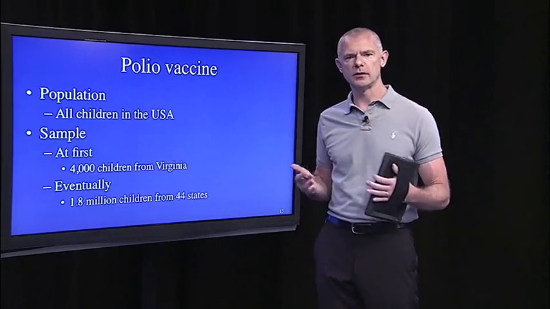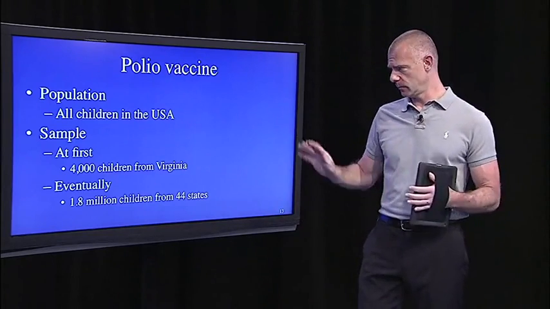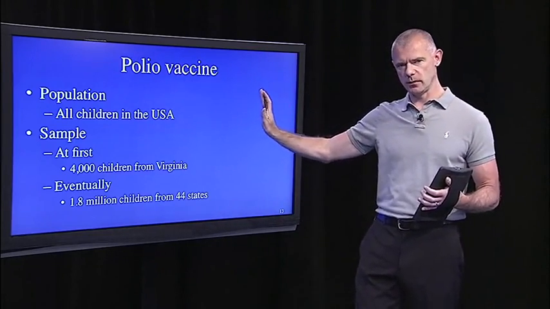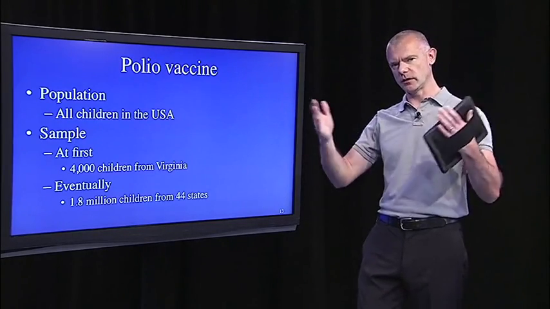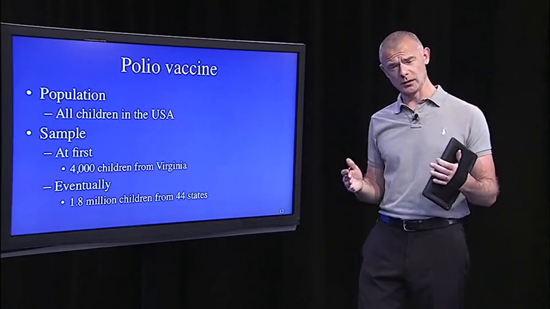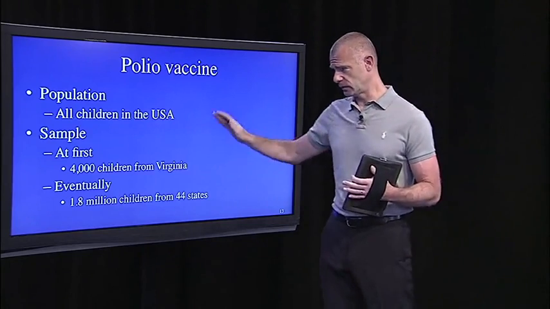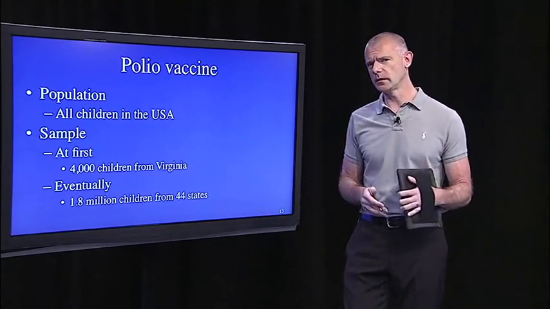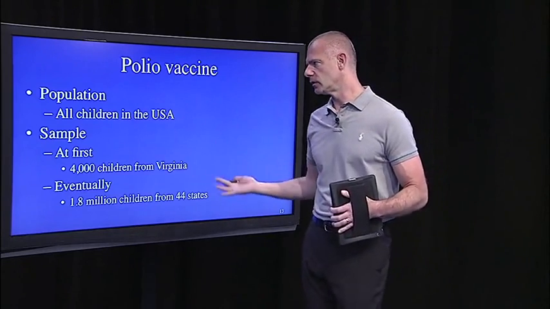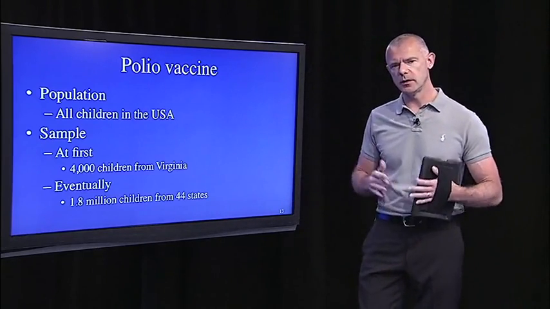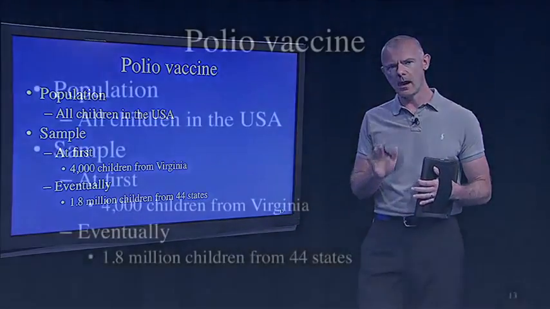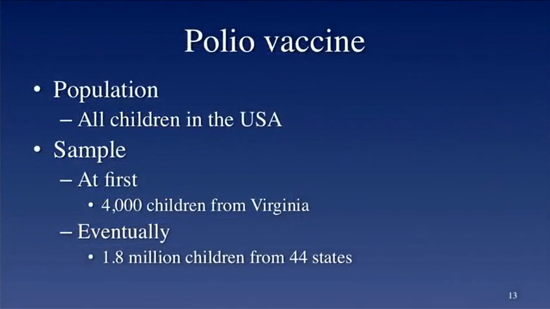First, what's our population, what's our sample? As I said, the population was, we want to generalize to all children in the US. I mean, ultimately, we want to generalize to all children across the world. But in these first sets of studies with the Salk vaccine, this is funded by the US government. So the population, we could consider it to be all children in the United States. The sample, at first, was just 4,000 children in the state of Virginia.